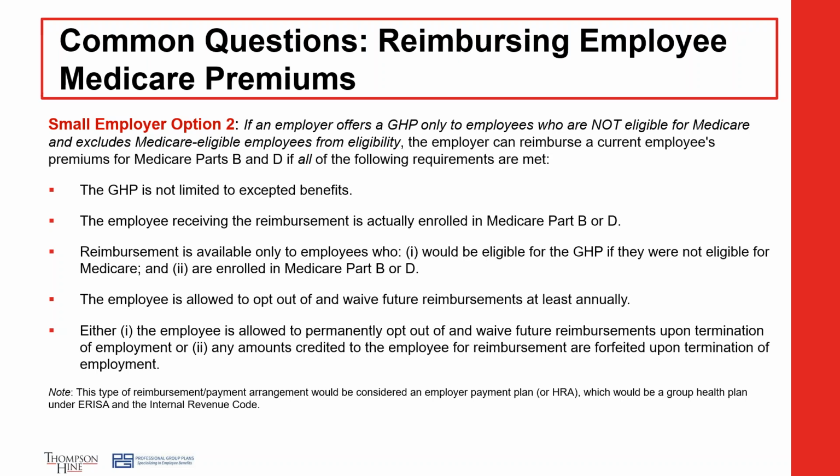If the employee receiving the reimbursement is actually enrolled in Medicare Part B or D, the reimbursement is available only to employees who would be eligible for the group health plan if they weren't enrolled in Medicare, and they're actually enrolled in Medicare Part B or D. The employee is allowed to opt out of and waive future reimbursements at least annually. And either the employee is allowed to permanently opt out of and waive future reimbursements upon termination, or any amounts left over are forfeited upon termination. And again, this type of arrangement would be considered a group health plan under ERISA and the code.